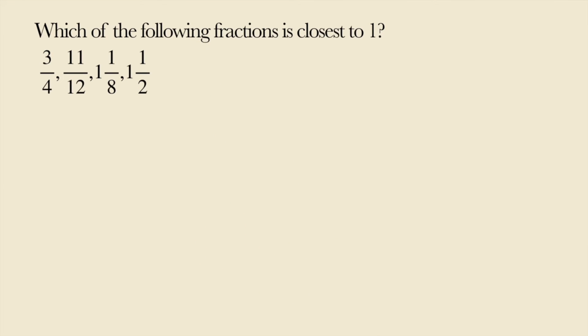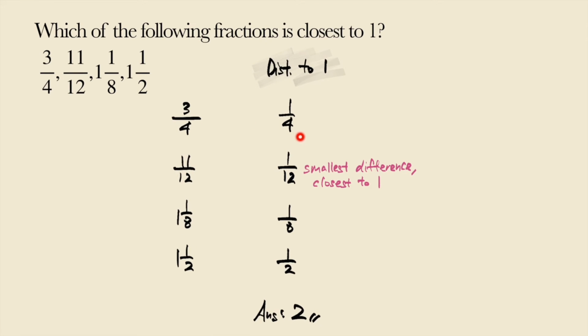Which of the following is closest to 1 whole? Let's form the diagram again. 3/4 is 1/4 from 1 whole. 11/12 is 1/12 away from 1 whole, and so on and so forth. And again, conveniently, our numerators are all 1, which means we can tell which is the smallest difference. That is the one, smallest difference, which also means it's the closest to 1 whole. The answer is therefore 11/12, not number 2. I was doing this like an MCQ question. So it's the second one, 11/12.